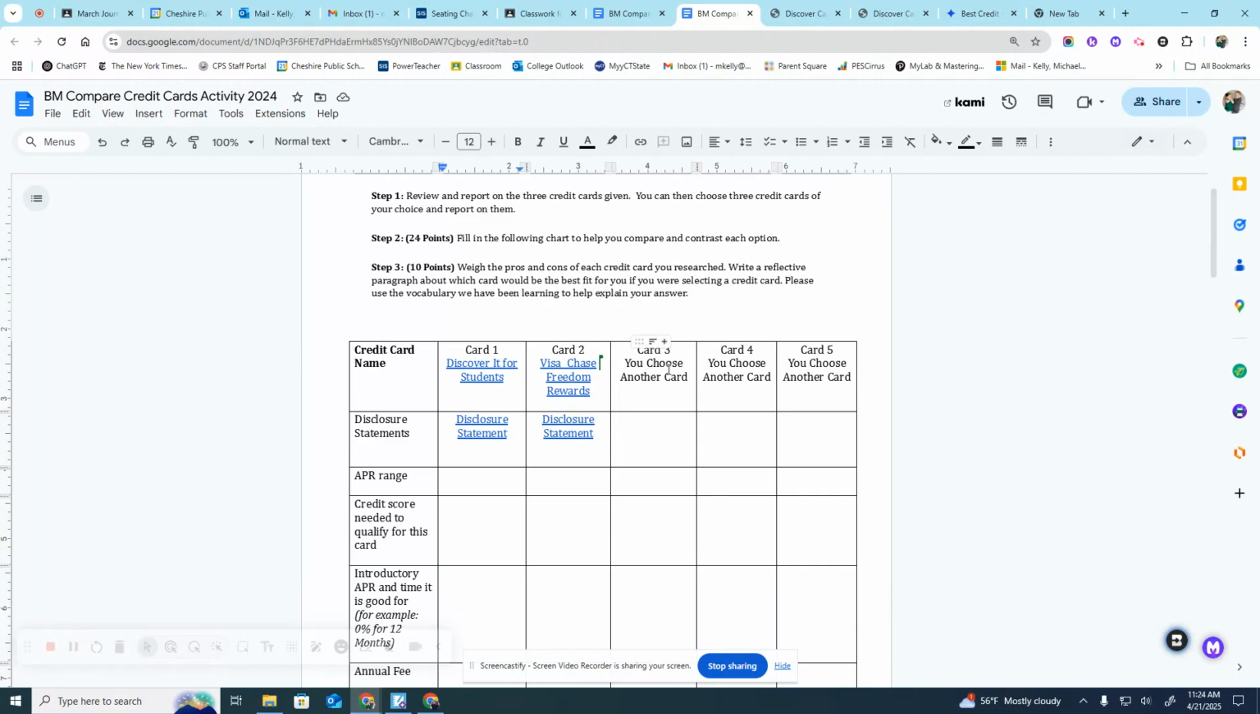Then we're going to do card 3, 4, and 5, and that's going to be your choice. It could be a Cabela's card. It could be a Disney credit card. It could be a Marriott rewards card. Whatever you want, I want you to search that and see what card might be right for you.